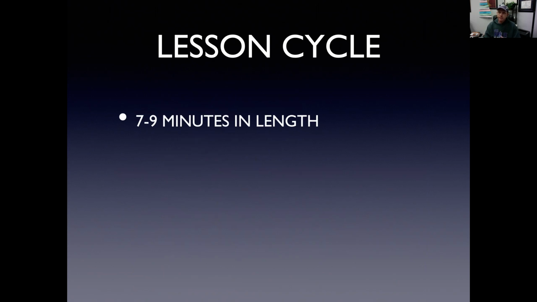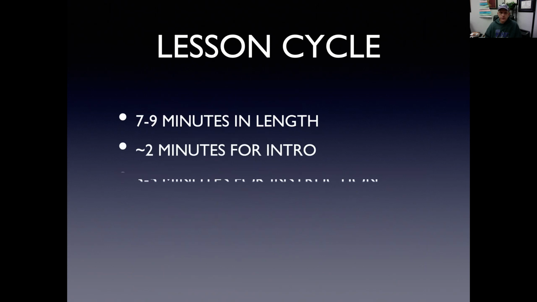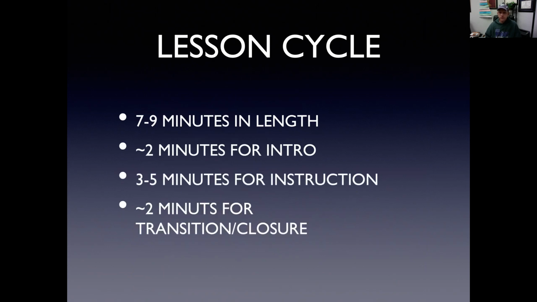That means the middle 5 minutes of a 9-minute cycle, or the middle 3 minutes of a 7-minute cycle. You've got 2 minutes at the beginning to warm up, 2 minutes at the end to close it up, and everything in the middle is where they're most engaged. So if I'm working on that cycle, you get about 2 minutes for intro, 3 to 5 minutes for instruction, and 2 minutes out.